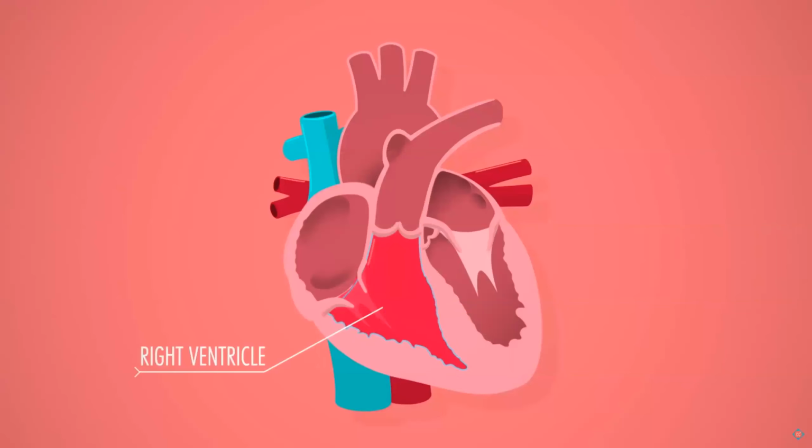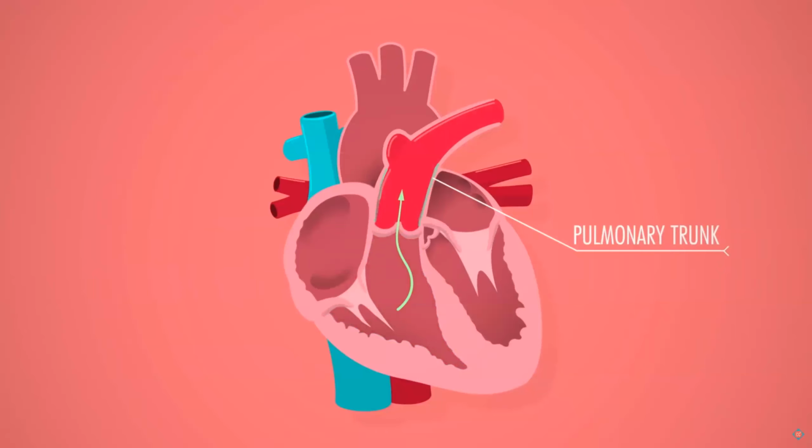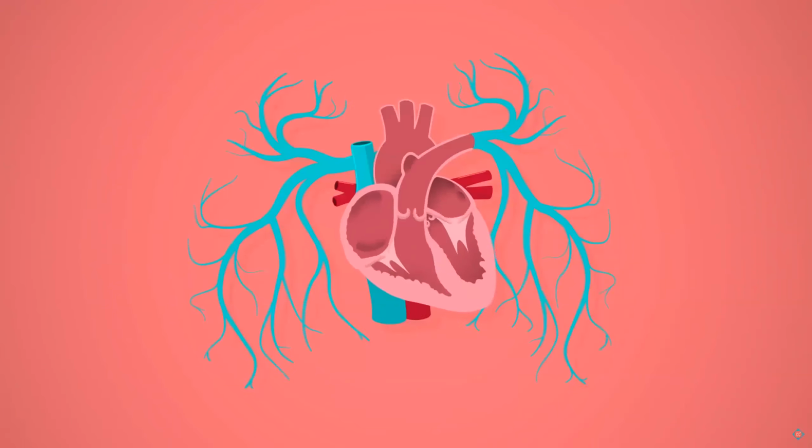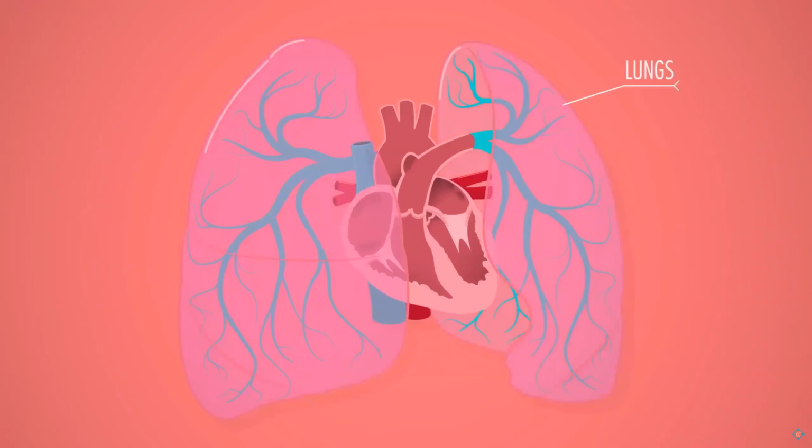The right ventricle pumps blood through the pulmonary semilunar valve into the pulmonary trunk, which is just a big vessel that splits to form the left and right pulmonary arteries. From there, and this is the only time in your body where deoxygenated blood goes through an artery, the blood goes straight through the pulmonary artery into the lungs where it can pick up oxygen.